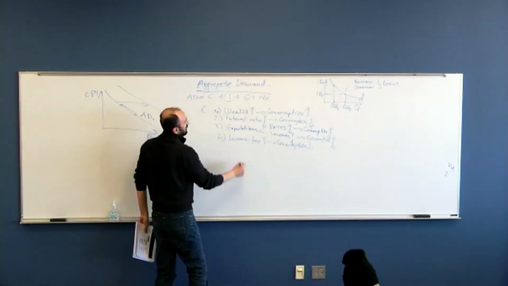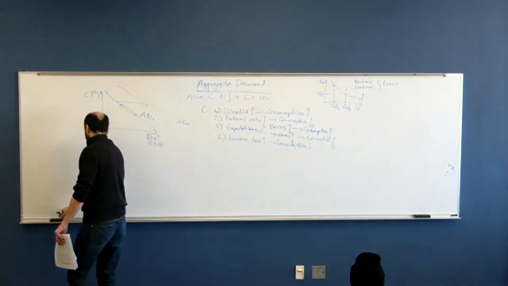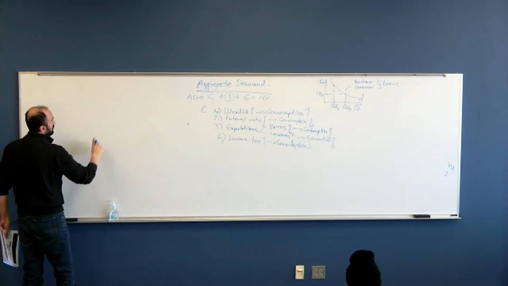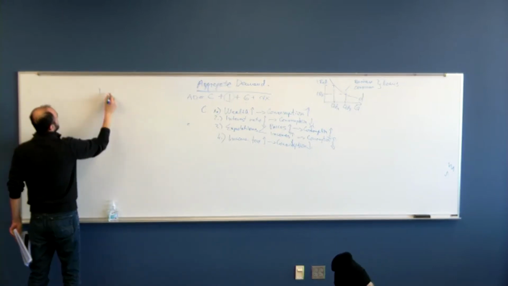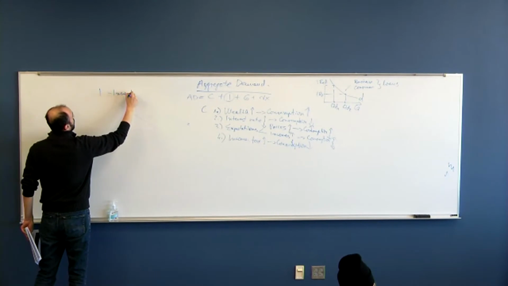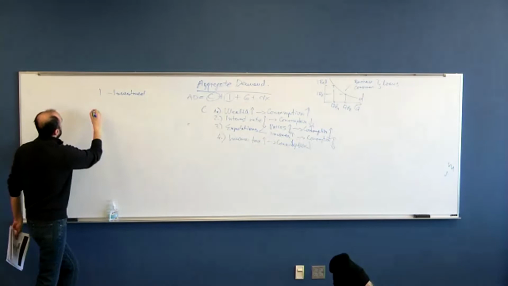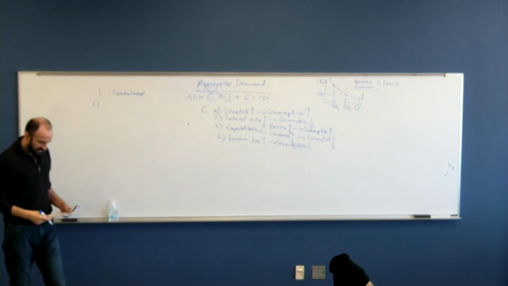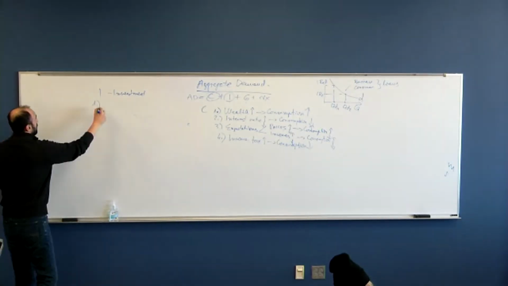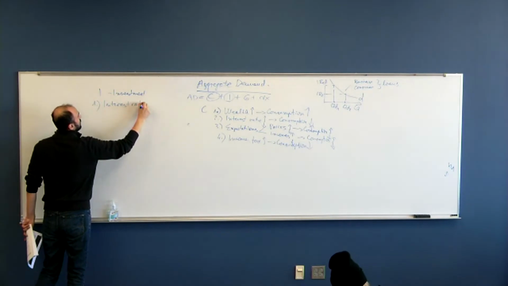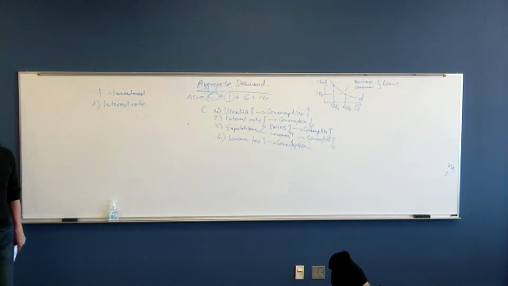Now let's talk about investment. A somewhat similar situation. The investment component of GDP, so this is the second one. The first reason is again interest rate. Interest rate variation.